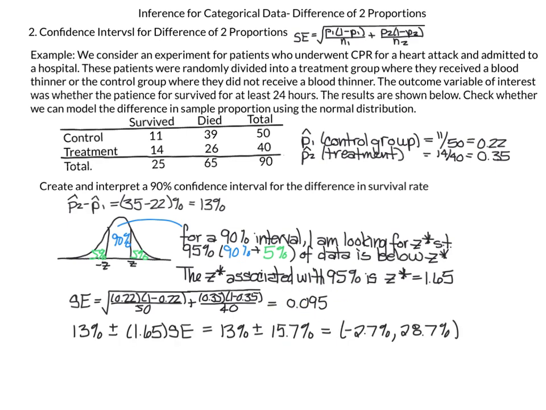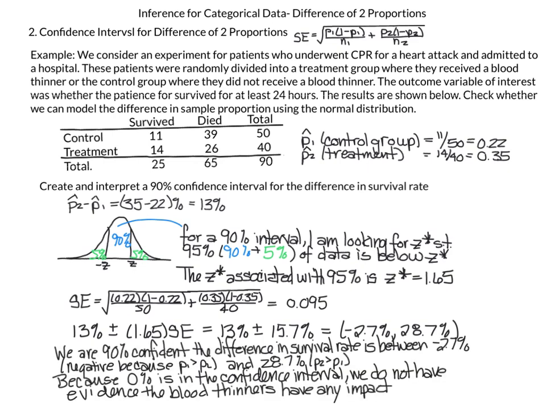Now my confidence interval is built around my P2 hat minus P1 hat, which is 13%, plus or minus 1.65 times our standard error. So it's our 13% plus or minus, and then I multiply my standard error times my z-score, which is 15.7%. So my confidence interval is negative 2.7% up to 28.7%.